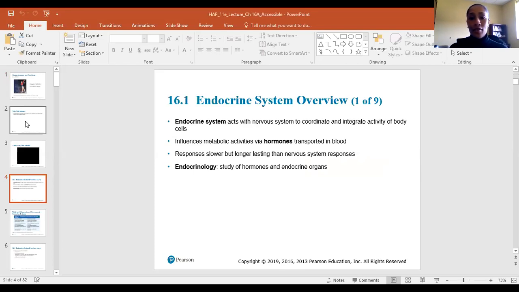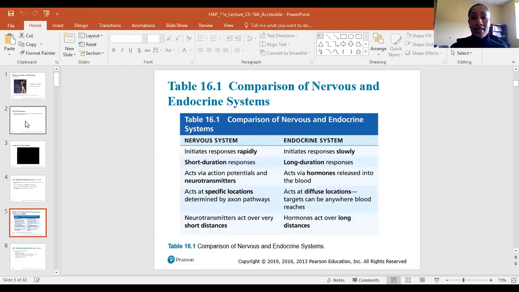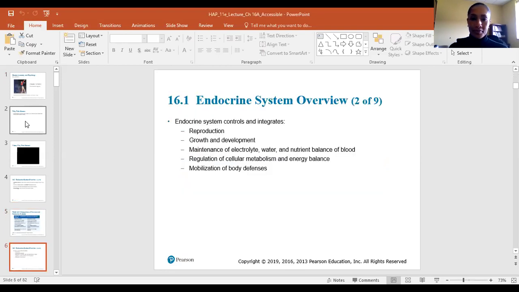Endocrinology is going to be the study of hormones and those organs that are associated with this system. Table 16.1 gives us a really nice overview of the differences between these two systems. And I'm not going to ask you specific test questions about how the nervous system varies from the endocrine system, but it is good to look at the two just to see how they differ.